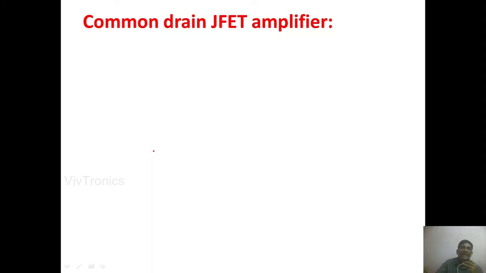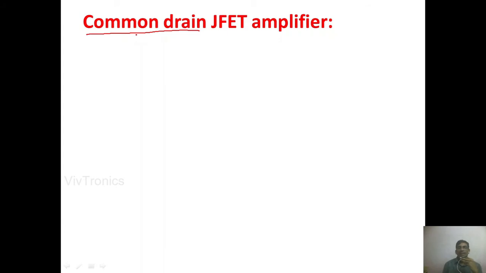Hello students, in the last class we discussed the common source amplifier configuration and its parameters like voltage gain, input impedance and output impedance, and we also saw one problem regarding that. Now we are going to see the second type of JFET (junction field effect transistor) amplifier circuit, that is the common drain amplifier.